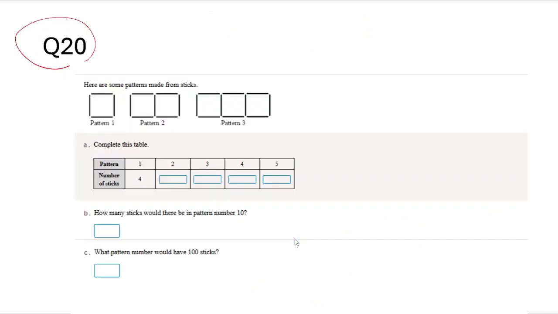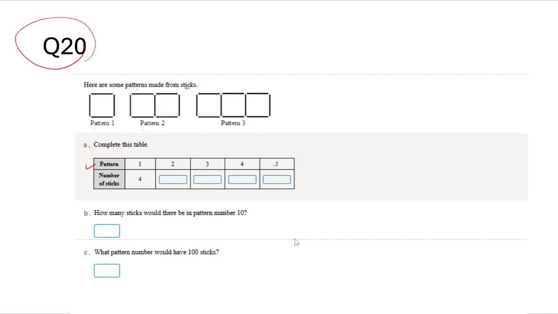Okay, question number 20 says: here are some patterns made from sticks. I have pattern 1, pattern 2, and pattern 3. Complete this table. Now they have the patterns 1, 2, 3, 4, 5, and the number of sticks.